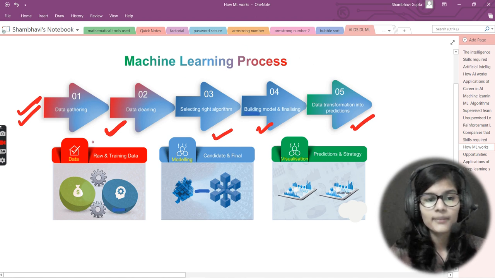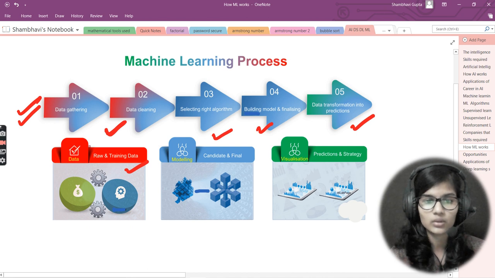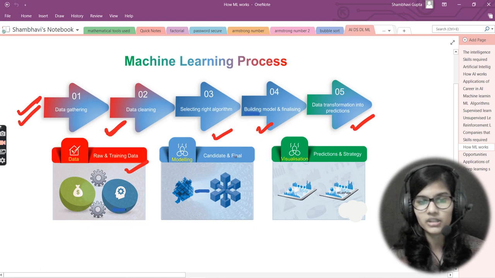Now here we had three parts. First was the four-step procedure which I have told you. After that comes the raw and the training of data. That part comes in data gathering and data cleaning. After that we had modeling the data, that is candidate and final. So this comes in selecting the algorithm and building and finalizing the model which you are actually making.